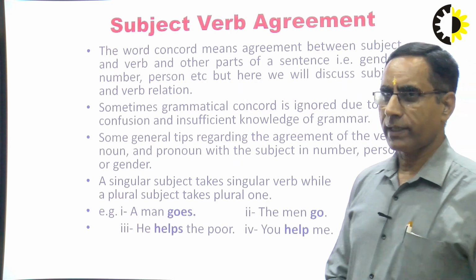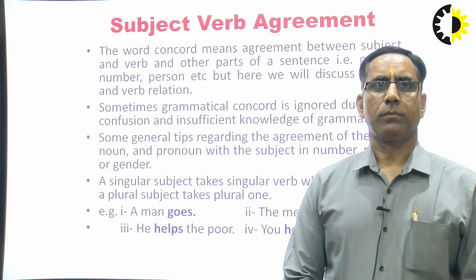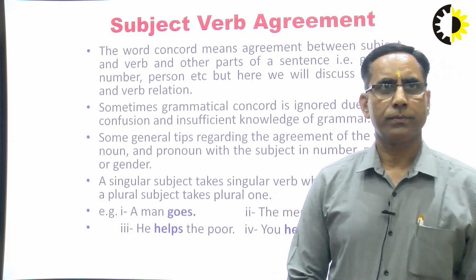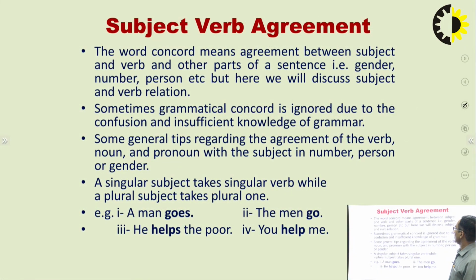Actually, subject-verb agreement, the wider name, is generally also known as concord. Concord means an agreement between subject and verb and other parts of a sentence, like gender, number, person. But according to our syllabus, we will discuss only subject-verb agreement, that is, what is the relation between verb and subject. Very common, actually all the students have already studied in the earlier classes.